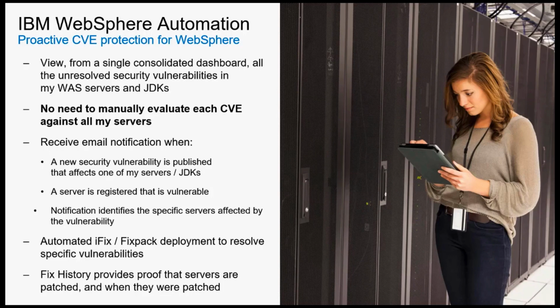By providing email-based notifications, teams can be notified within their existing workflows when a new vulnerability is detected, or when a new vulnerable server is registered, or when IBM publishes a new security bulletin that impacts a registered server. These notifications identify exactly which servers are affected by the vulnerability so that teams can take immediate action without having to guess or spend time evaluating which of their servers are impacted by a specific CVE.